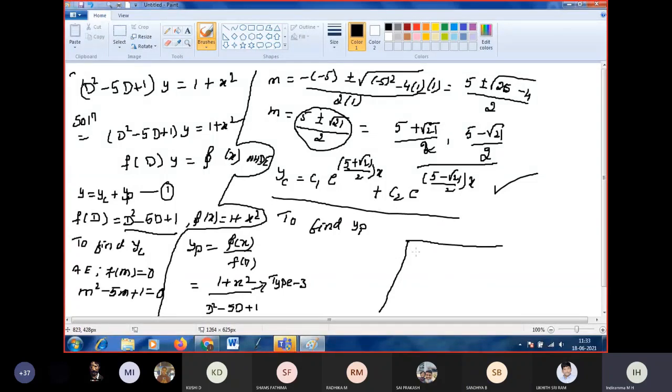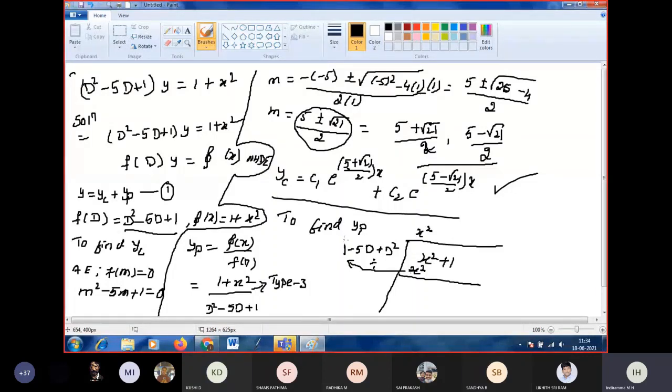Numerator will be, how can I write 1 plus x square? x square plus 1, decreasing power of x. Here, increasing power of D. How to write increasing power of D? 1 minus 5D plus D square. Okay. Next, what I want here? x square. So the arrow mark should be like this. Which symbol should I write? Division. What is x square divided by 1? x square only.